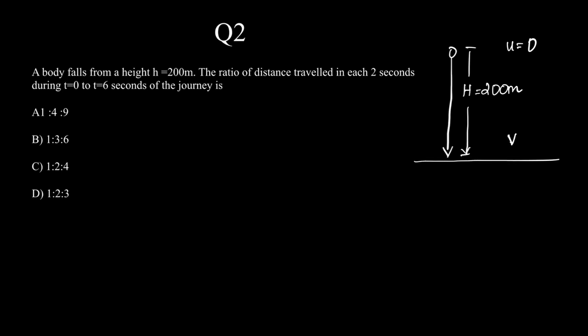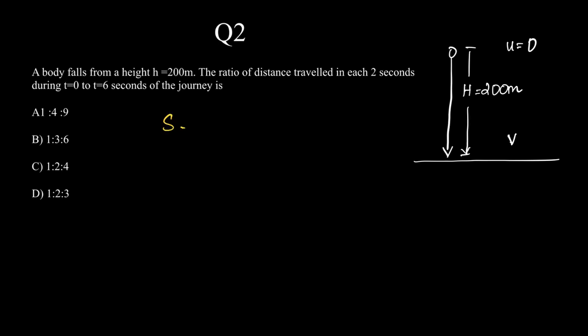Let us visualize the concept first and then we'll see how to solve it. So our body is dropped here. The height here is h, which is equal to 200 meter. Since it is dropped, the initial velocity is 0 and it will hit the ground with velocity v. Now, if we write the equations of motion, what can we write?